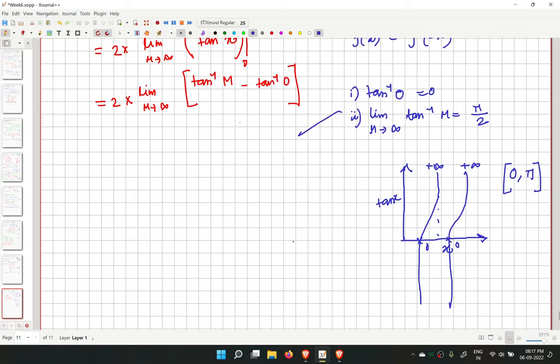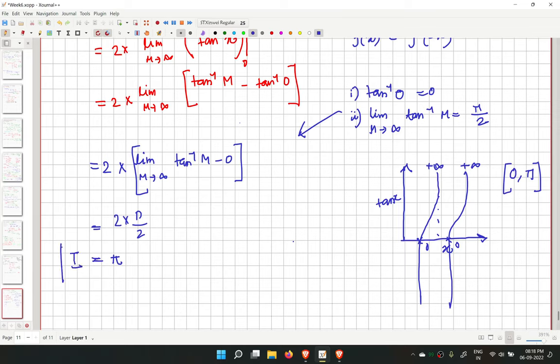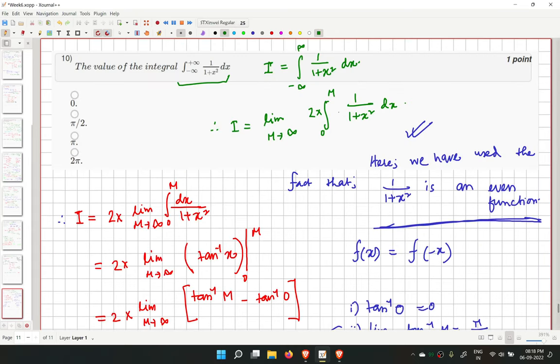So with this 2 here, we can rewrite this as 2 times pi by 2 minus 0, and this will be 2 times pi by 2, so this will be pi. So this is our answer here. So if we check the options, we'll see that the third option is the correct option. Okay.